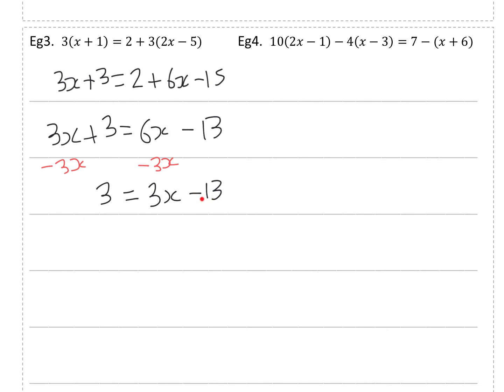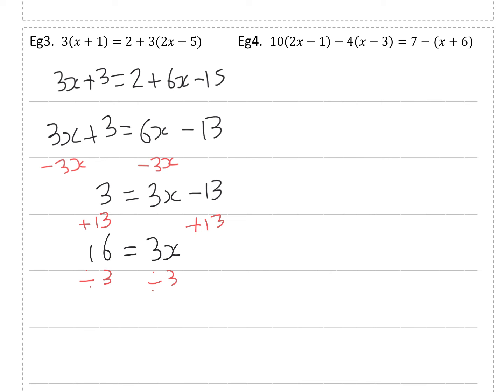We then want to remove the minus 13 because it's on the same side as the x's, and we have to add 13 to get rid of it. Do the same to both sides, and you get 16 equals 3x. And then to get 1x, we always divide by the number of x's, which is 3. And we get that x is equal to 16 over 3.